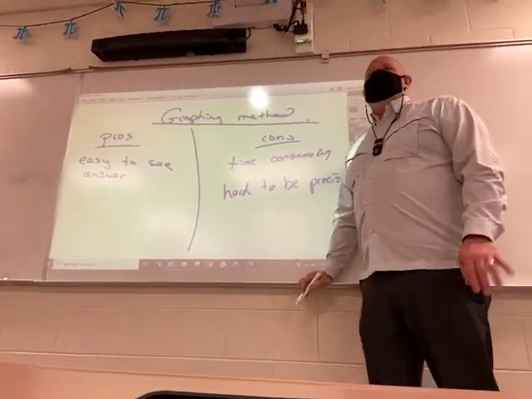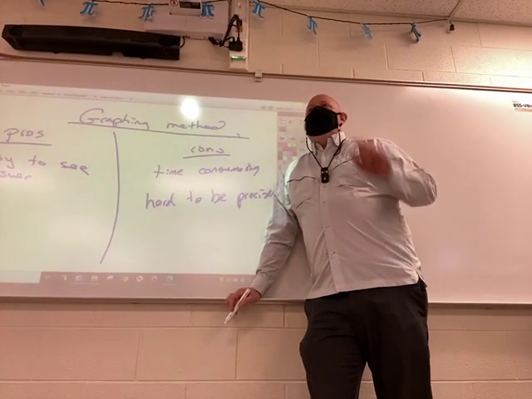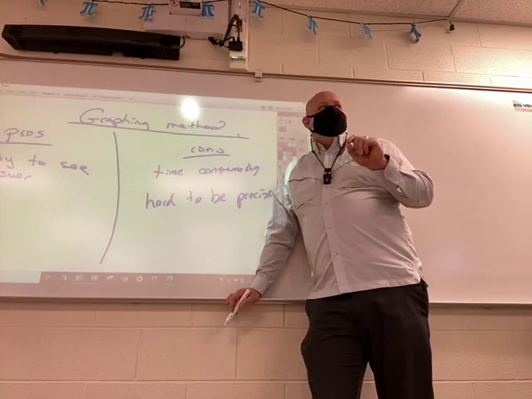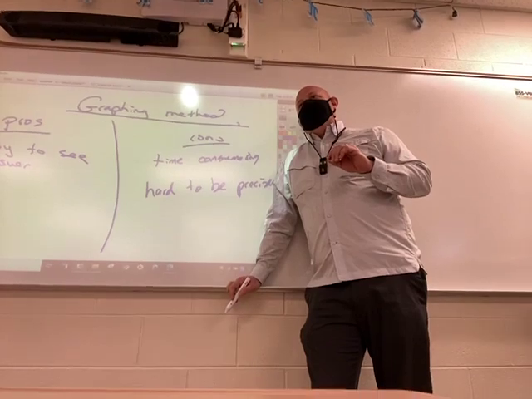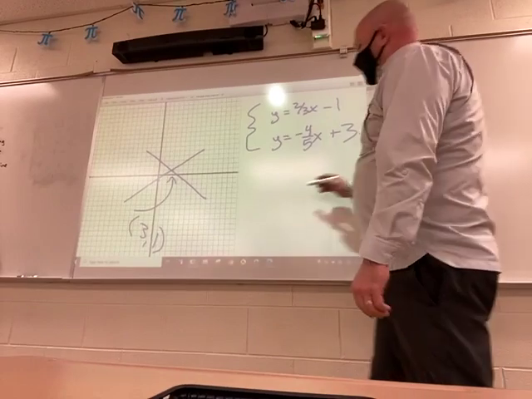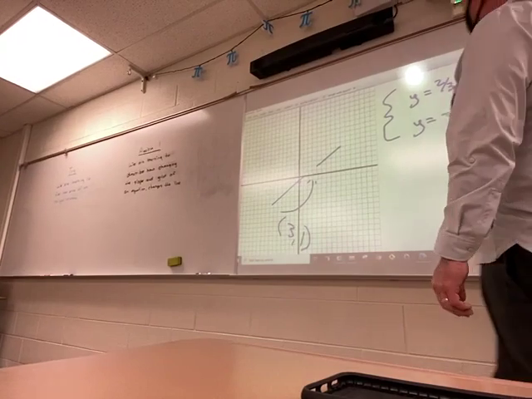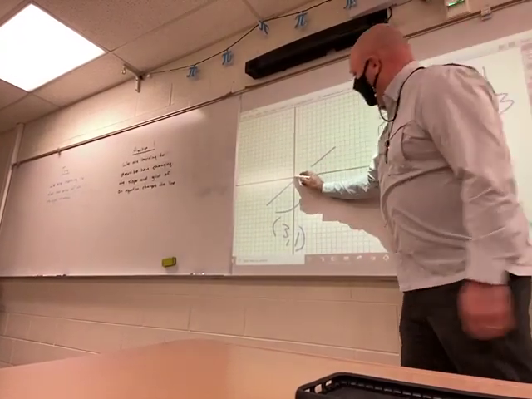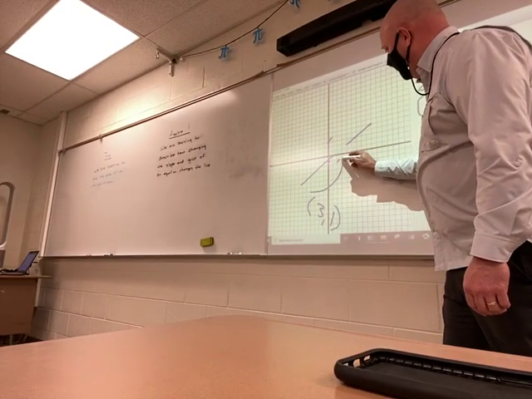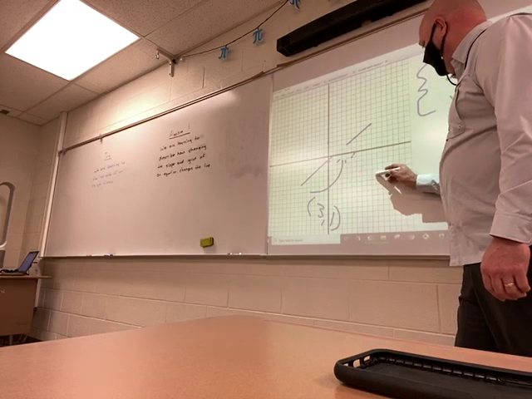One of the biggest problems with the graphing method is it really is hard to be precise. If the answer to this problem is a decimal, is it easy to see in the graphing method? No. For this problem here, I know it goes through some certain points. Like I know this one started at up 3 and went down 4 over 1, 2, 3, 4, 5. Down 1, 2, 3, 4 over 1, 2, 3, 4, 5.